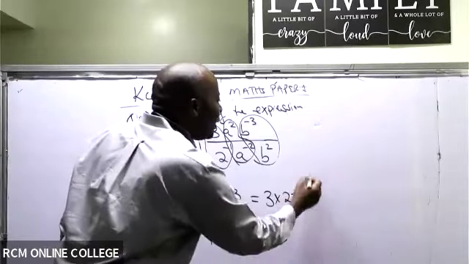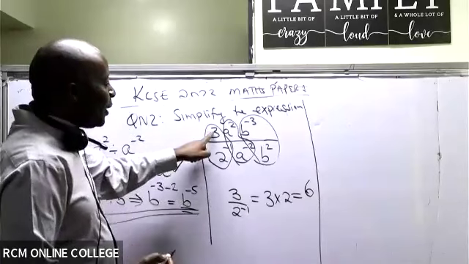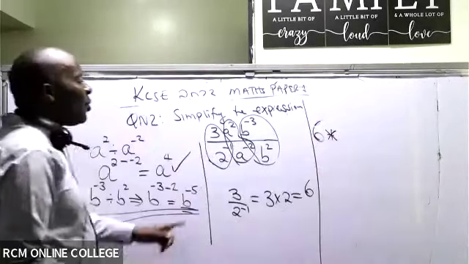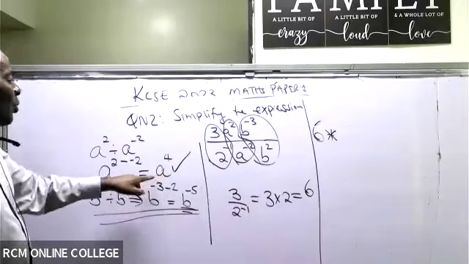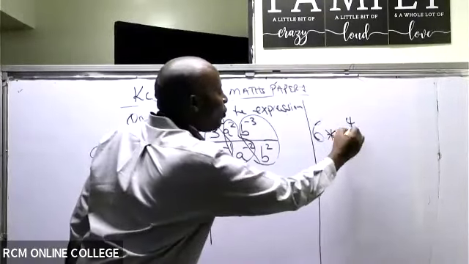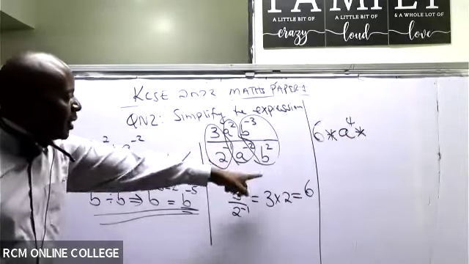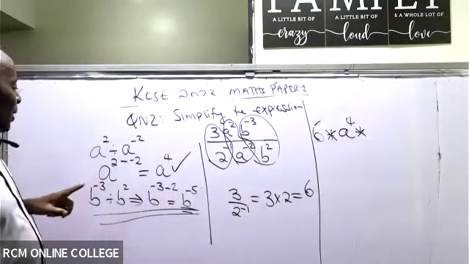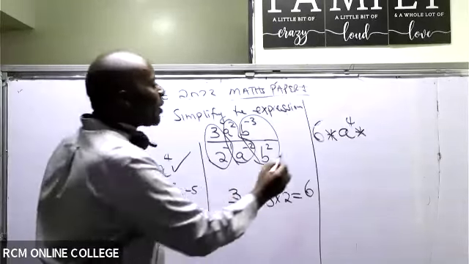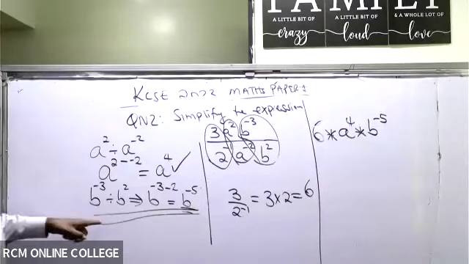So, ladies and gentlemen, I think I now have everything. This 2 gives me 6 times. Then we have the A's. A, in this case, gave us a net of A raised to 4 times the B's. The B's gave me B raised to negative 5, if you can remember.